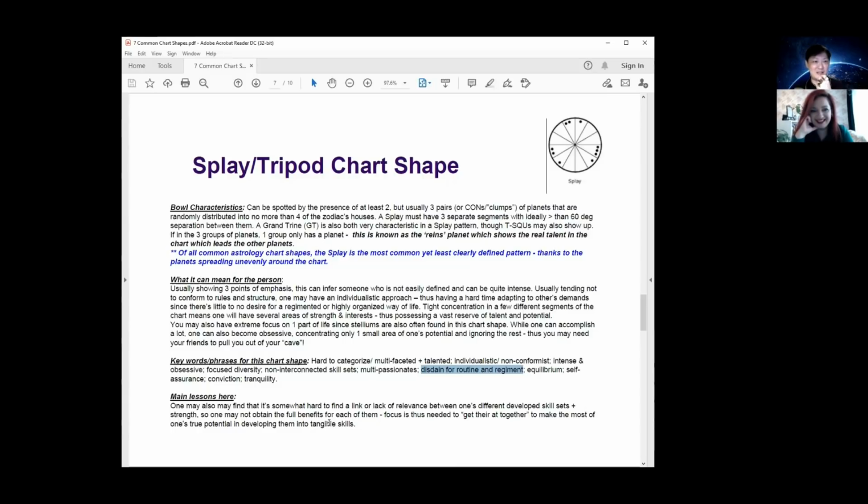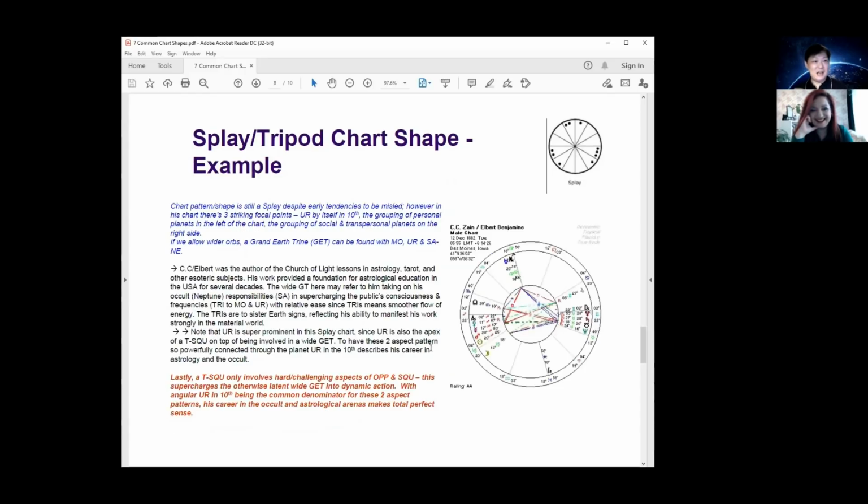That they develop all these skills and in the end, they're just lost. Yeah. And the one chart that I picked out as an example in this case will be CC Zane, or Albert Benjamin. He's actually the author of the Church of Light lessons in astrology, tarot, and other esoteric subjects as well. And his work provided a foundation for astrological education in the US for several decades.